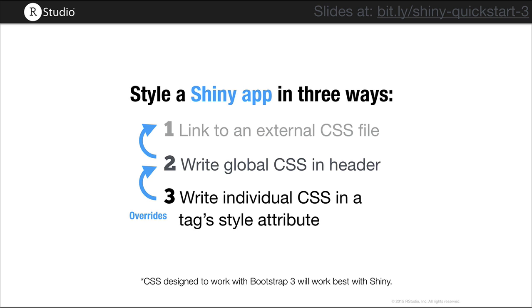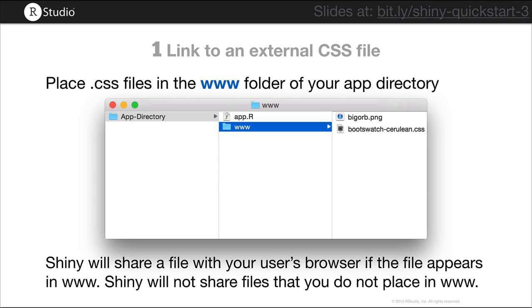All right. If you want to link to an external CSS file, you should put it in the same folder you put your images, as I mentioned earlier, the www folder. The browsers that your users have will need this file to create the web page just the way you want it to be. So put it in the www folder and Shiny Server will pass on these files to the browser for them to use.